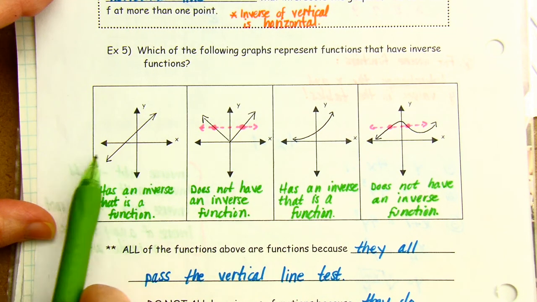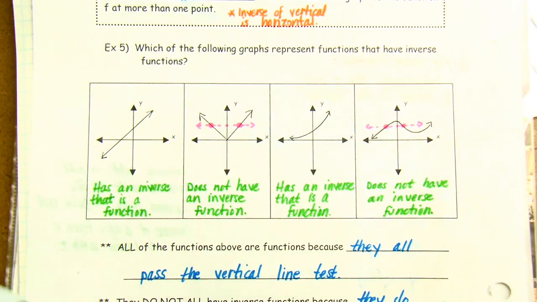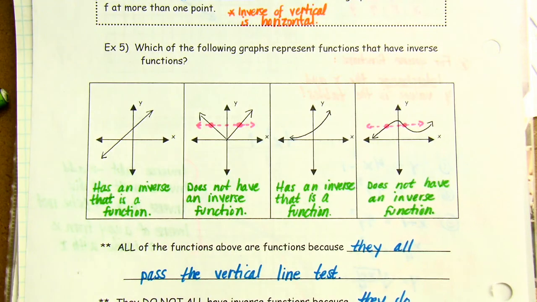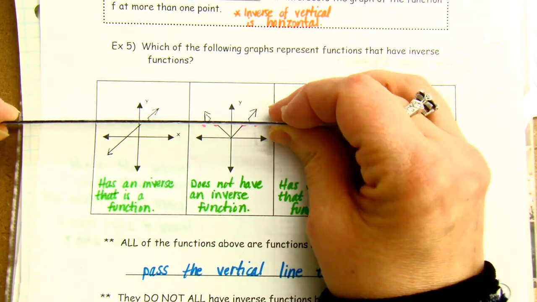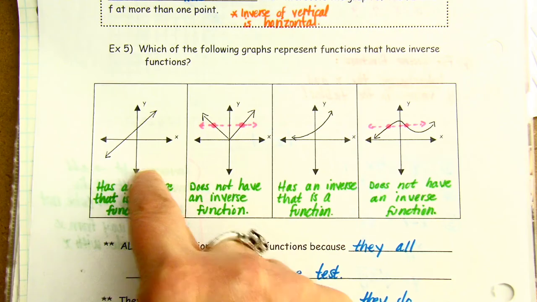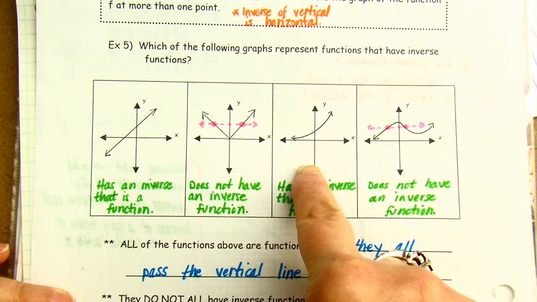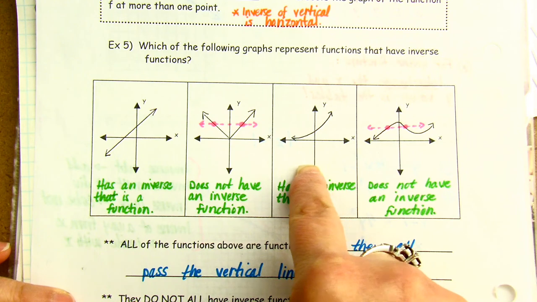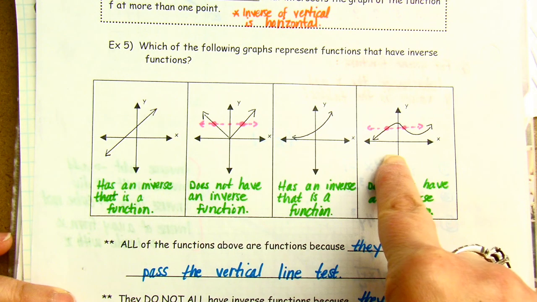Why? It passes that horizontal line test, or the pencil test, right? It's not going to fail. It's not going to touch it in more than one place. So if I do the horizontal line test, it's only going to touch it in one and only one place. So this is a function that has an inverse that's a function. This fails. This is a function whose inverse is not a function.